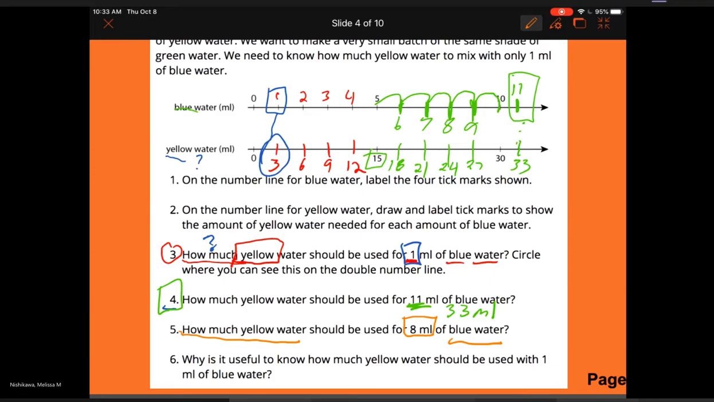And so for 8 milliliters of blue water, remember, look at your blue water. And we're looking at this number, 8 milliliters. And you're going to look directly under it to find its matching. So Hayden, can you try again? So we have our 8 milliliters right here. Let's put a square around it in orange. What would the corresponding yellow water be?